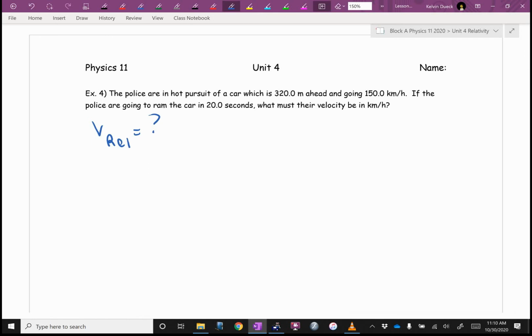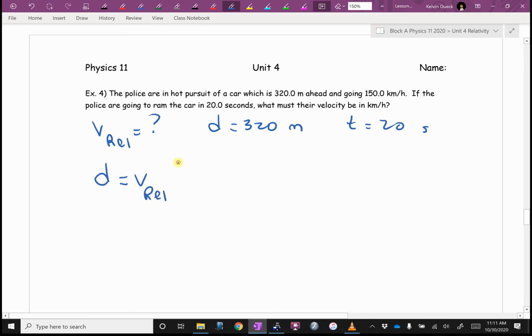Let's look at what they gave us. What's that 320? What's that 20? You know what? That's meters and seconds. Those units I like. What's A? Could I find the relative speed that needs to exist for this to work out? How would I get VREL by itself?